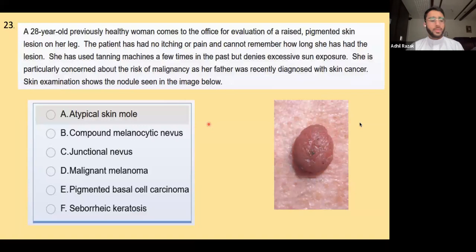All right, we're getting close. So we have a patient. She is a 28-year-old, previously healthy woman who comes to the office for evaluation of a raised pigmented lesion on her leg. The patient has had no itching or pain and cannot remember how long she has had this lesion. She's used tanning machines a few times in the past, but denies excessive sun exposure. She's particularly concerned about the risk of malignancy, as her father was recently diagnosed with skin cancer. Skin examination shows a nodule seen in the image below.